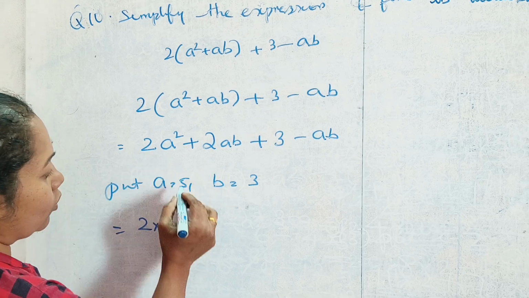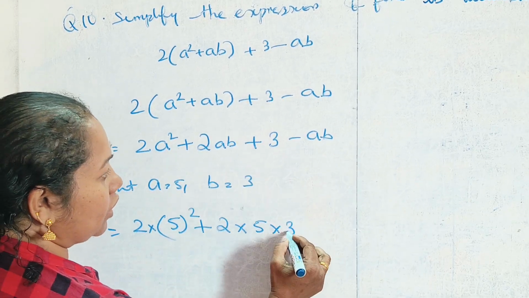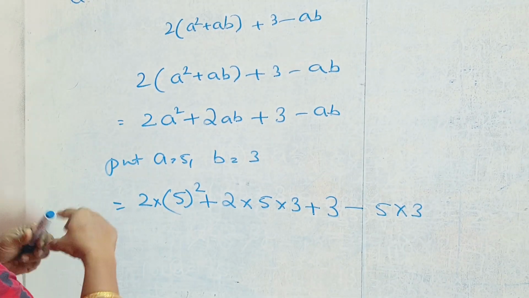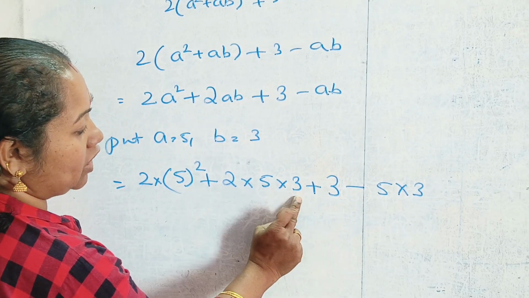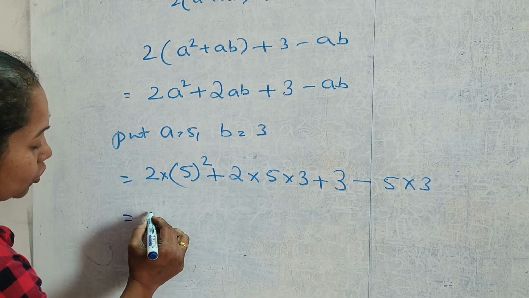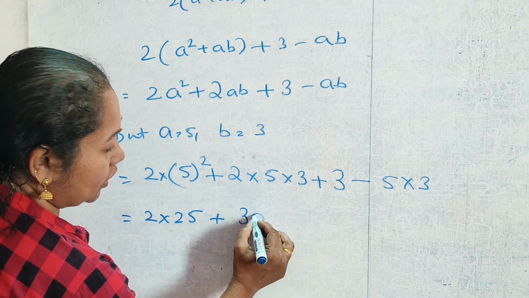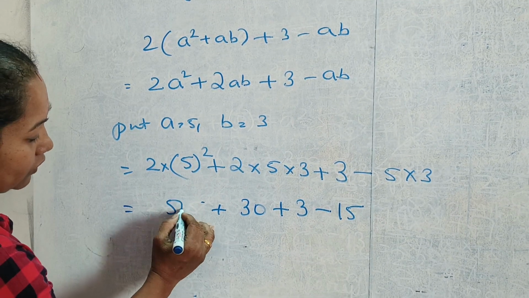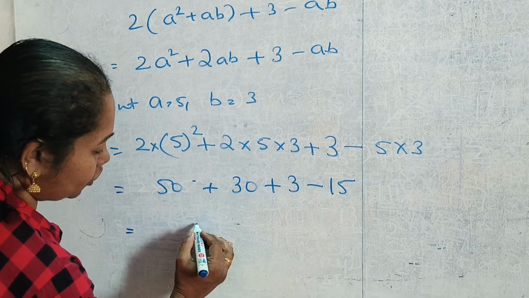So 2 multiply a squared means 5 squared, plus 2 multiply a means 5 multiply b means 3, plus 3 minus a into b, that is 5 into 3. Now we have to multiply. 2 into 5 square, 25, 5 into 5 is 25, plus 2 into 5 is 10, 10 into 3 is 30, plus 3 minus 5 3s are 15. Here 25 into 2 is 50. 50 plus 30 plus 3 minus 15. That is equal to 50 plus 30, 80, 83, 68.